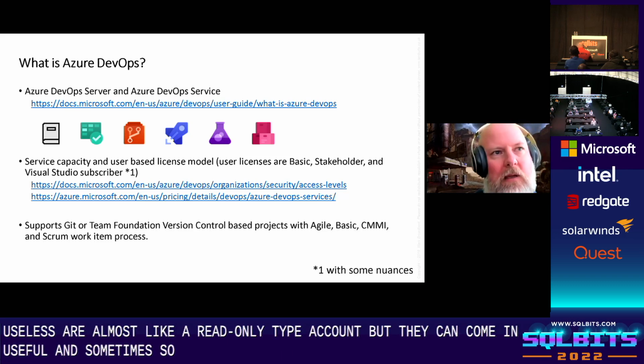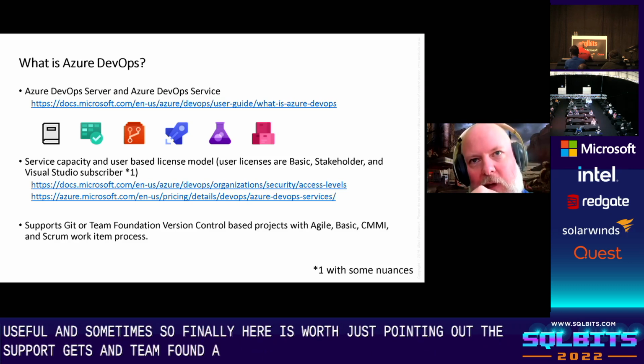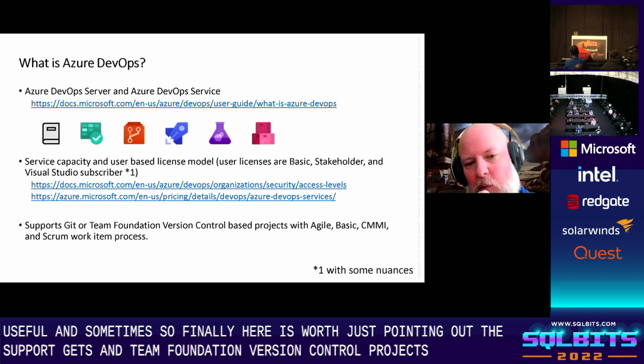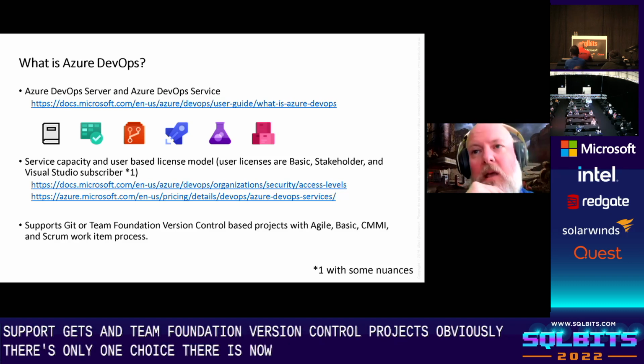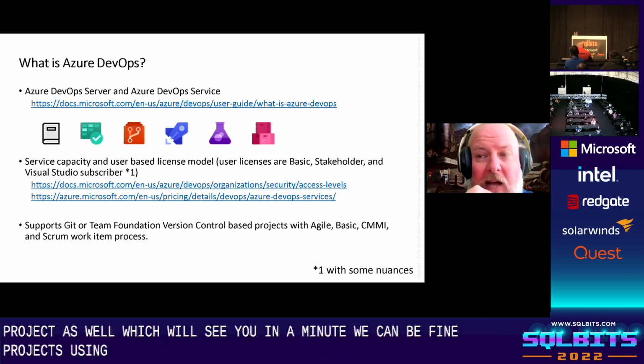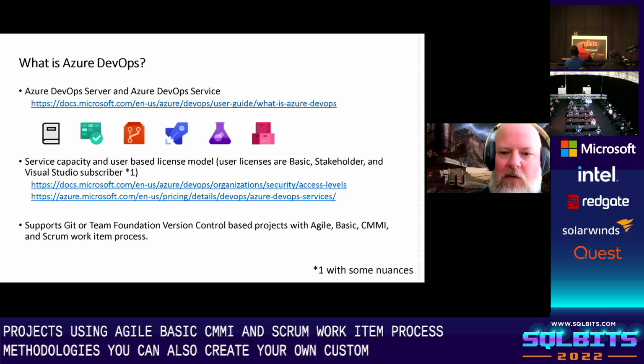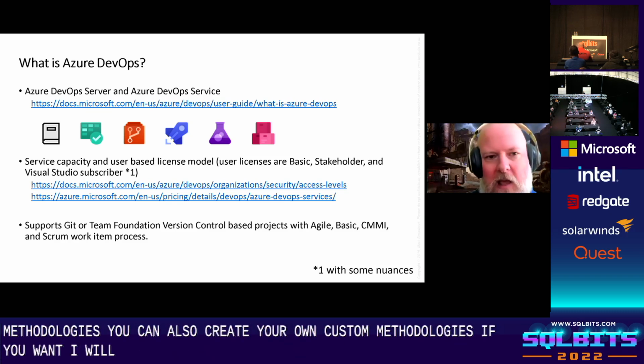So finally, it's worth pointing out that Azure DevOps does support Git and Team Foundation Version Control projects. Obviously there's only one real choice there, it's Git. And when you create your project as well, which you'll see in a minute, we can define projects using Agile, Basic, CMMI, and Scrum work item process methodologies. You can also create your own custom methodologies if you want, but I will let you guys and girls research that yourself.